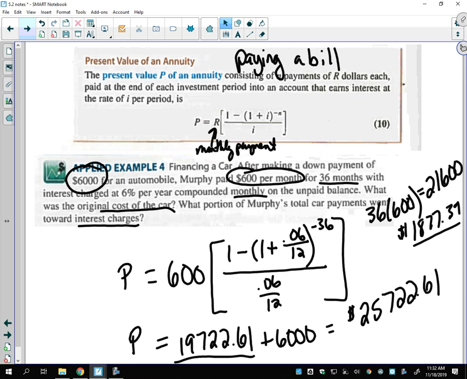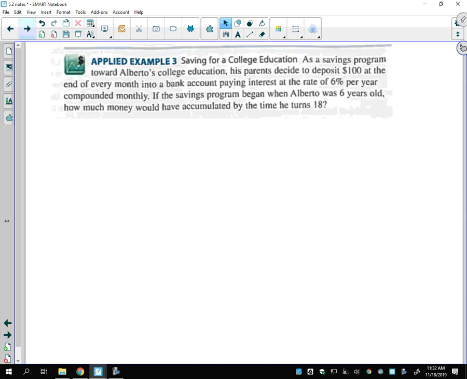Okay. Let's look at one more. Where's my time? 9 minutes. Okay, let's at least set this one up. It says, as a savings program towards Alberto's college education, his parents decided to deposit $100 at the end of every month into a bank account paying interest at a rate of 6% per year, compounded monthly. If the savings program began when Alberto was 6 years old, how much money would have accumulated by the time he turns 18?